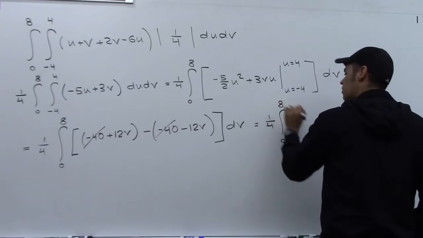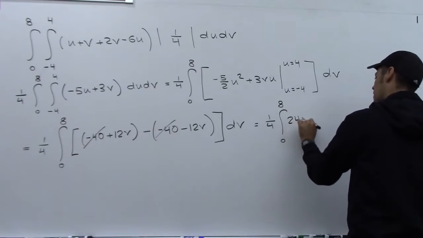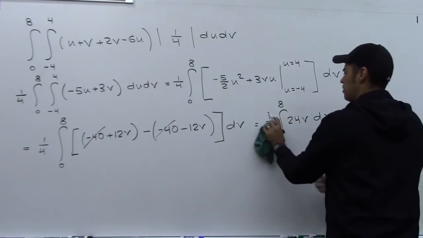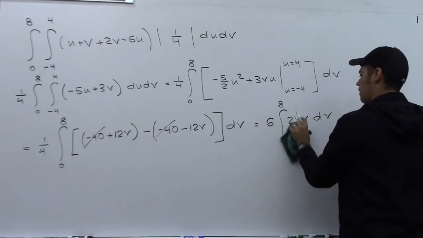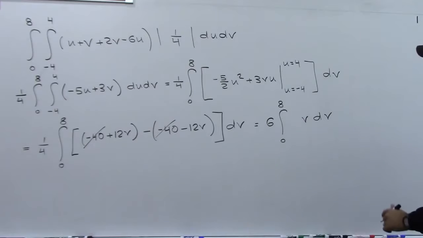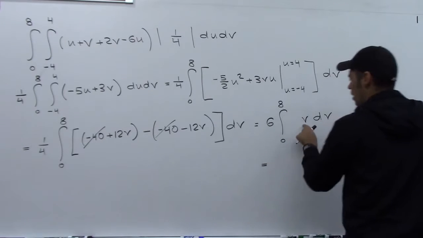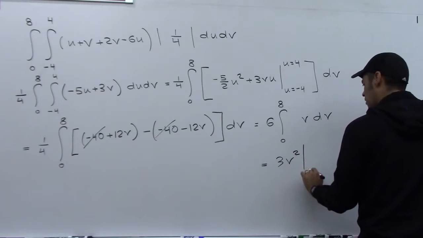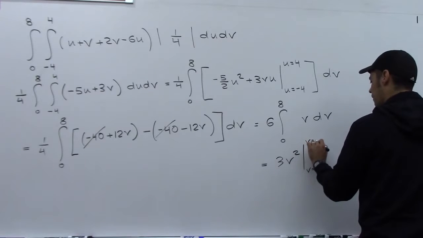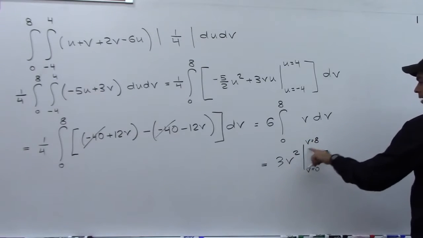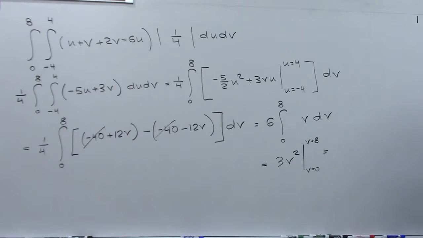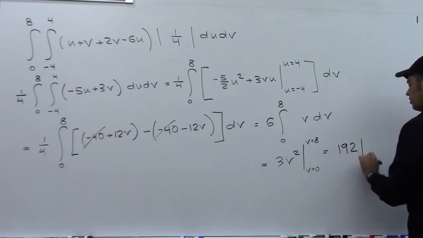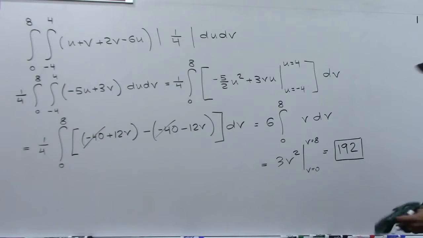1/4 integral 0 to 8 of 24v dv. Go ahead and pull the 24 out. Just make that a 6 out here. Why not, right? The antiderivative of v is going to be 1/2 v squared, but then times 6. So 3v squared, evaluated from v equals 0 to 8. And 8 goes in there, 64. 64 times 3, 192. And then 0 goes in here, you get 0. So 192 is the value of that double integral.